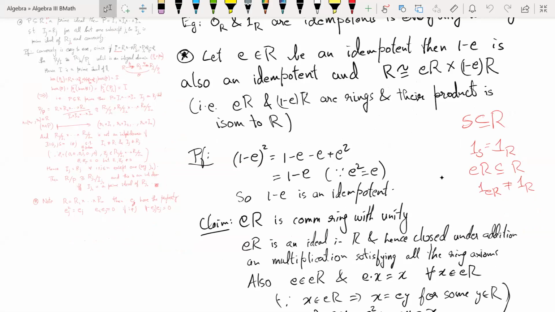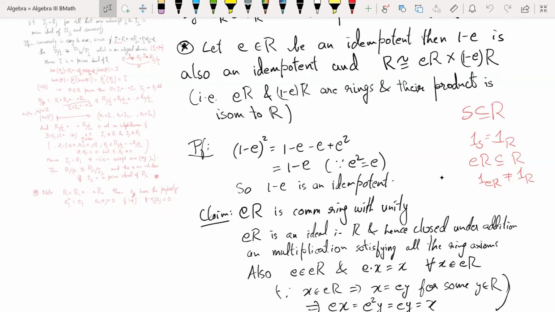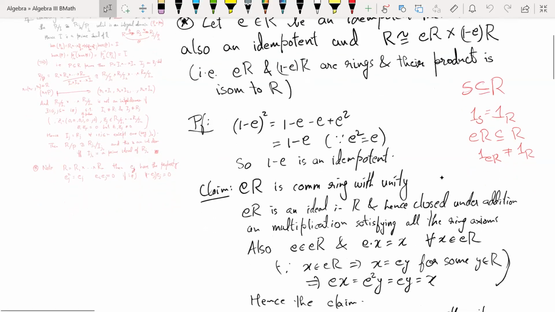Now we want to show that E times R is a commutative ring with unity, and since we will use the fact that E is idempotent, that will also show that 1 minus E times R is a commutative ring with identity, since 1 minus E is also an idempotent. E times R is already an ideal that we know, so we don't have to check all the ring axioms, and the fact that it's commutative. The only thing we'll have to check is that it has a unity.